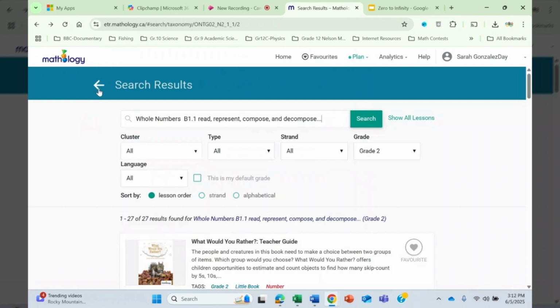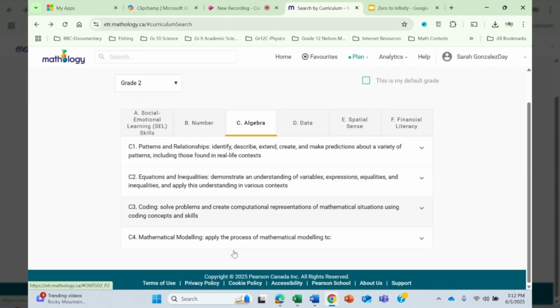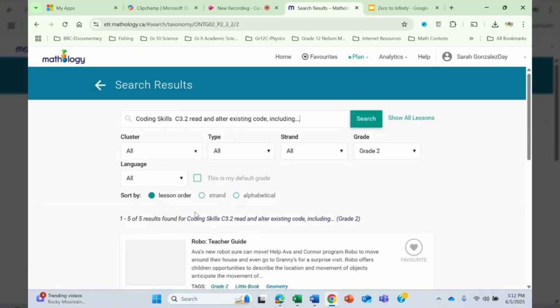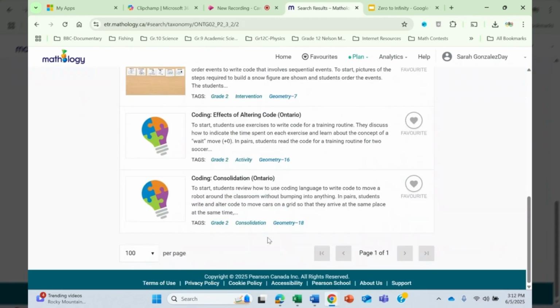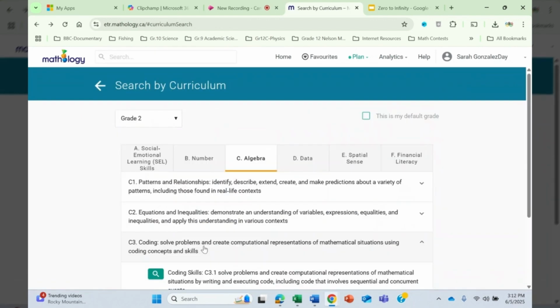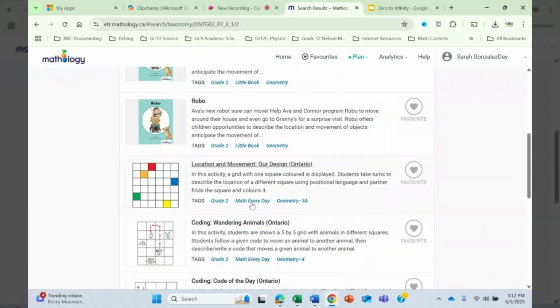Okay, again, they need to be in the browse by curriculum, and then, like I said, there are some in other strands. For example, coding. I believe with this expectation. Nope, not this one. Maybe the other one. 1.1. Yeah, there it is, math every day. Okay, and as you can see, there's not as many.